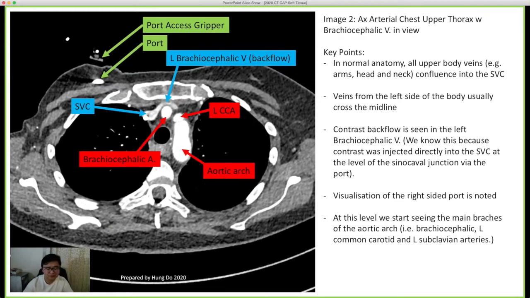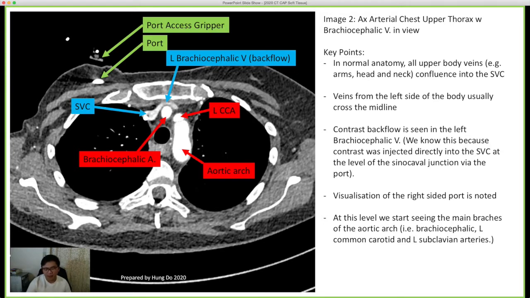contrast into. Something to note is that in a normal anatomy person, veins will usually cross the midline from the left to the right. So if you see a structure that is from the left-hand side of the body moving over the midline to the right side, it is most likely a vein. So this structure here is reflux or backflow from the SVC into the brachiocephalic vein as well.